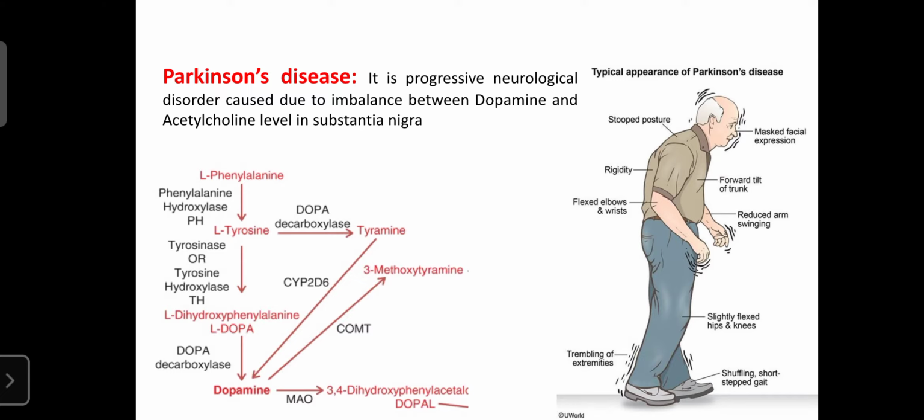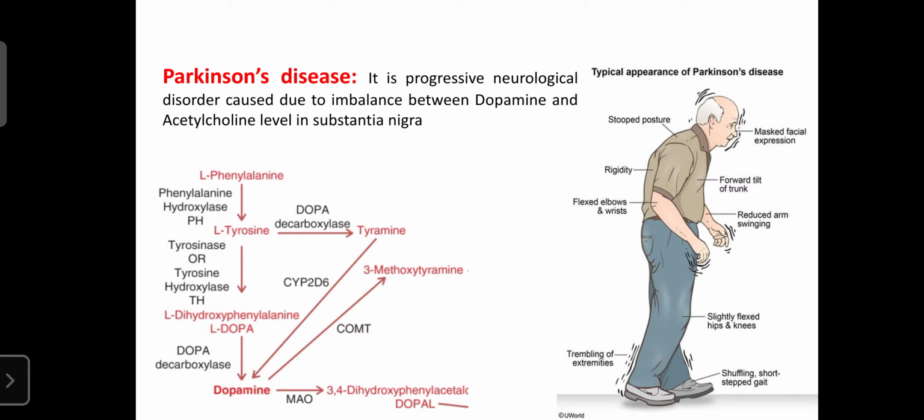Dopamine is inhibitory and acetylcholine is stimulatory. Acetylcholine enhances the contraction, dopamine decreases the contractions. So all our locomotions are normal when the dopamine and acetylcholine level in the substantia nigra is normal. If there are any abnormalities or imbalance between the dopamine and acetylcholine, then we suffer from Parkinson disease. The symptoms are rigidity, slowed postures, shaky movements, and tremors.